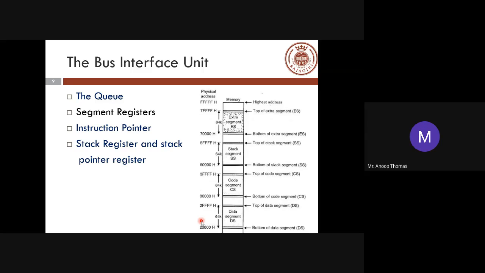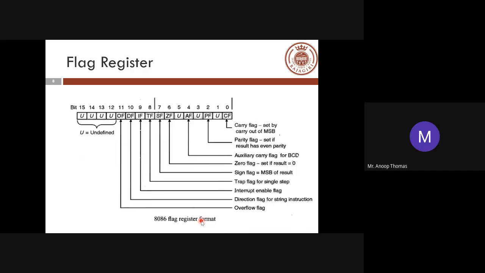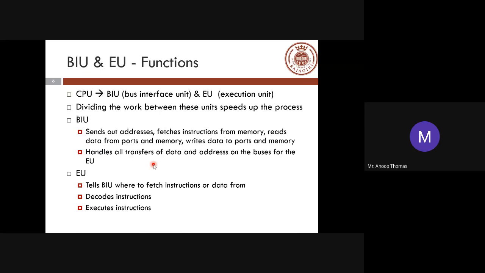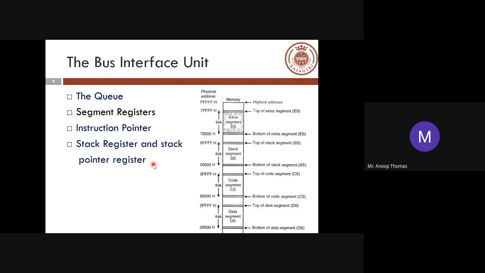Then you have segment registers. You have a set of segment registers associated with each of the segments: the extra segment, code segment, stack segment, and data segment. So you have 4 registers associated with the segments in your memory. Then you have your instruction pointer, which points to the instruction currently being executed. So these are the different things which are there inside your bus interface unit.